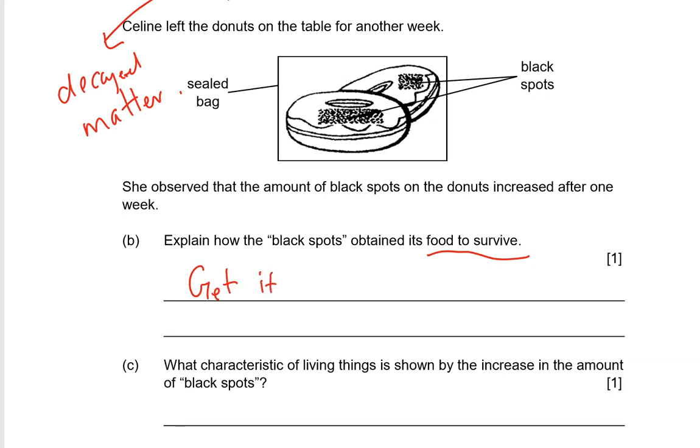Alright, none other than just the donut, because the donut is the one that provides all the decayed material, all the dead stuff that's providing all the food. So it gets its food from the donut. That's the key word. Okay.